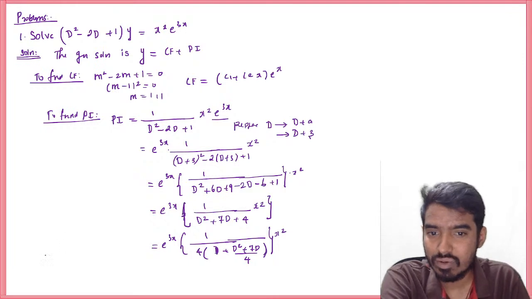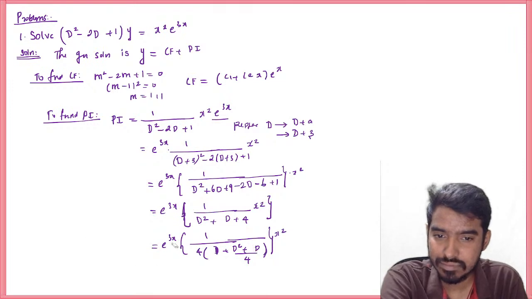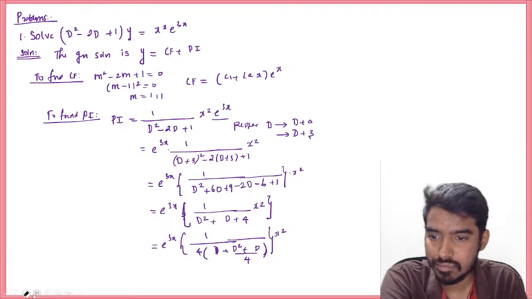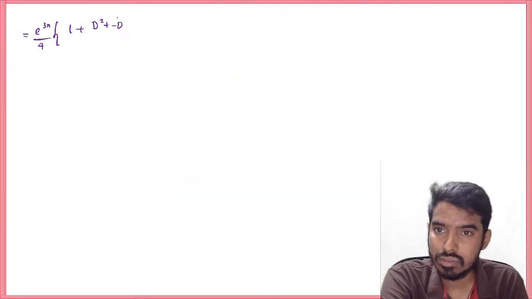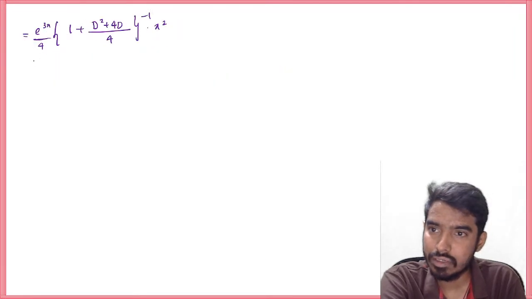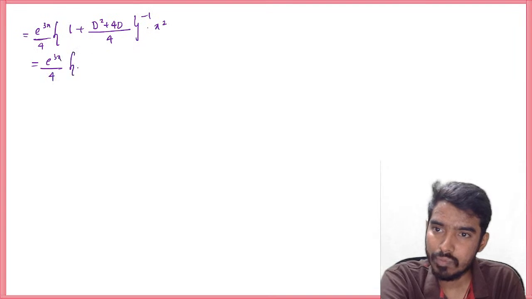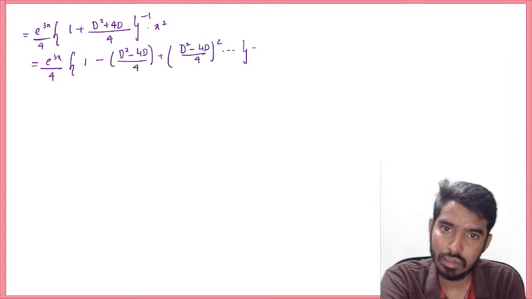4D. Okay. 6D minus 2D is 4D. Yeah, 4D divided by 4. 1 plus D whole power minus 1 into x square. It will be e power 3x by 4. So 1 plus D whole power minus 1, so 1 minus D plus D square and so on, into x square.